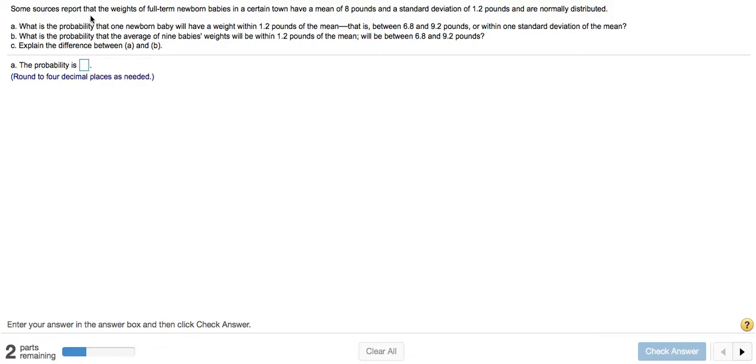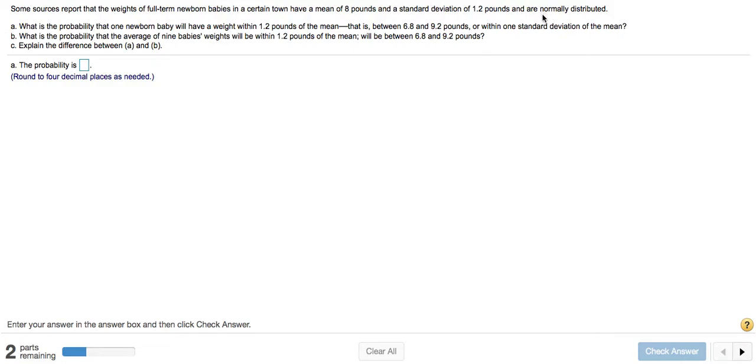Some sources report that the weights of full-term newborn babies in a certain town have a mean of 8 pounds and a standard deviation of 1.2 pounds, and that this is normally distributed. So part A asks, what is the probability that one newborn baby will have a weight within 1.2 pounds of the mean? That is, between these two values.